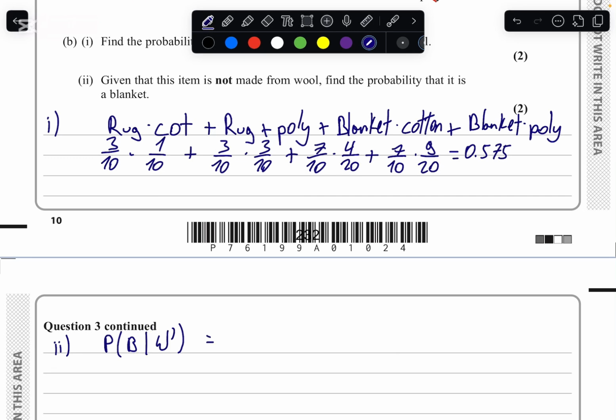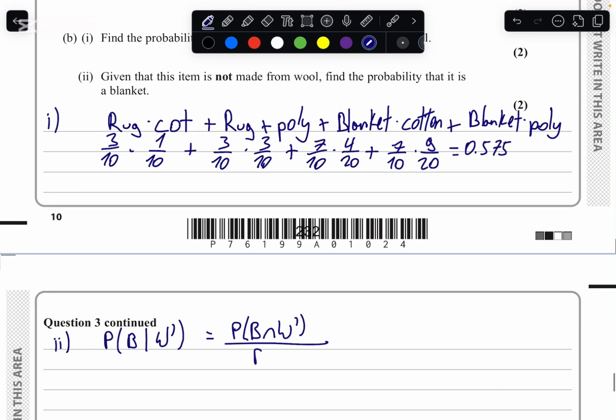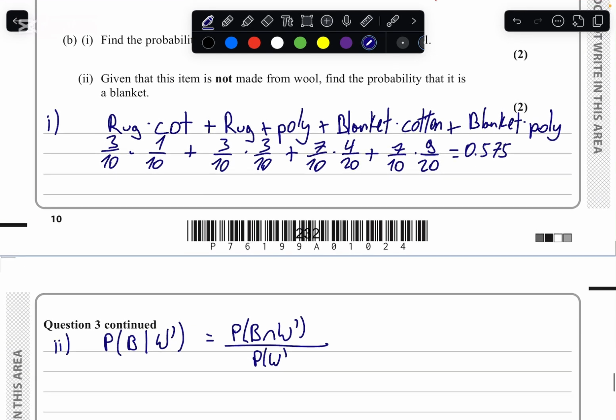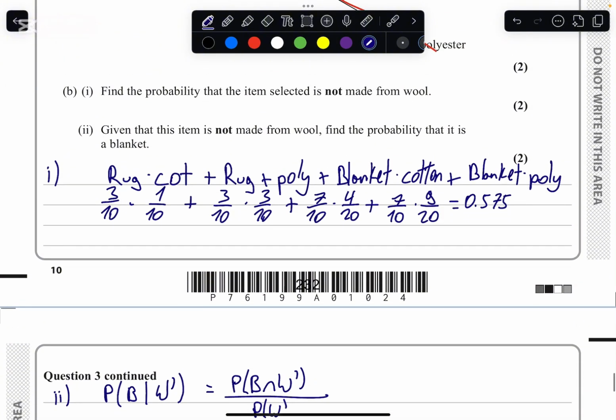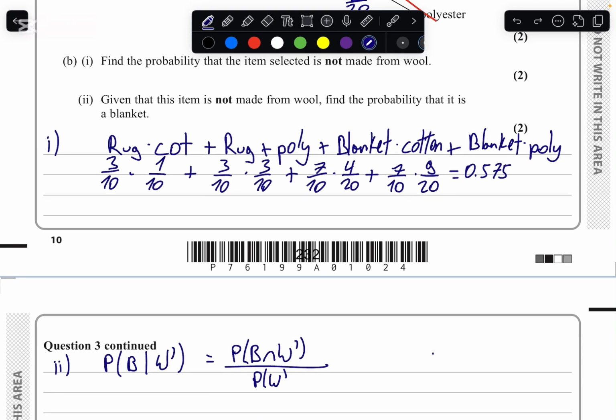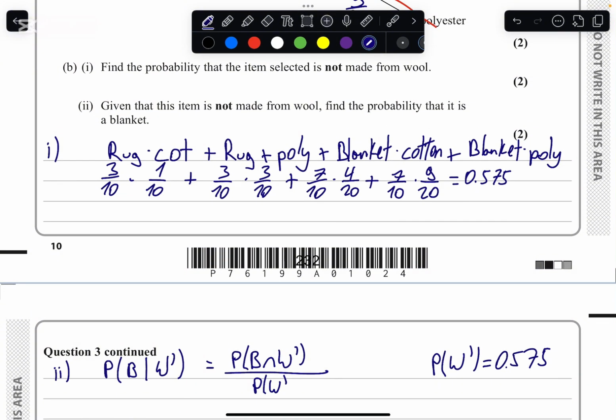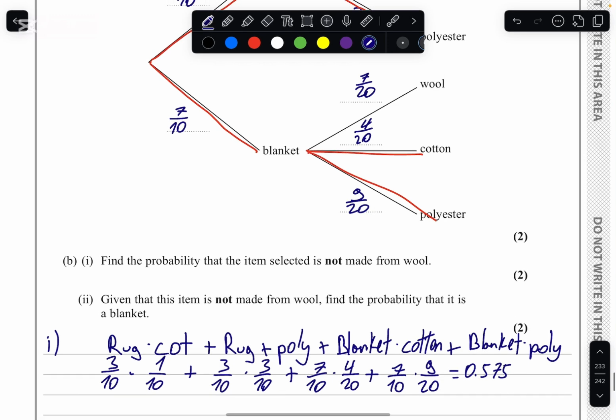When we see given, we always know that we're working with this here. That just means the probability of the intersection of the blanket with the wool dash divided by the probability of the wool dash. In part I, we already found the probability that the item selected is not made from wool, so P of W dash is 0.575. And we need to find the intersection where it is a blanket but not made from wool.